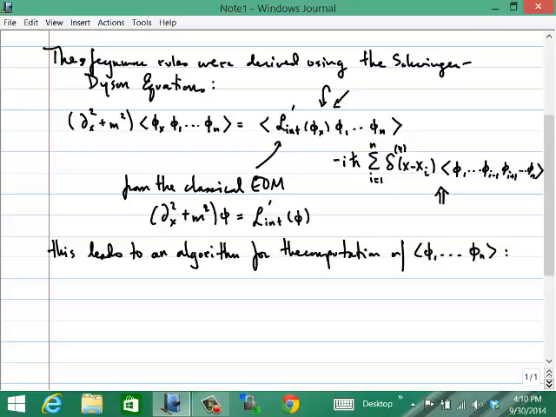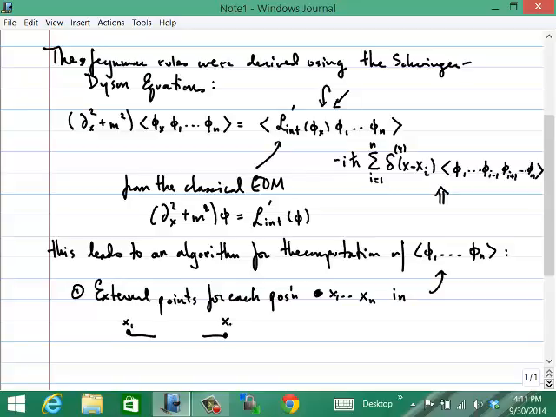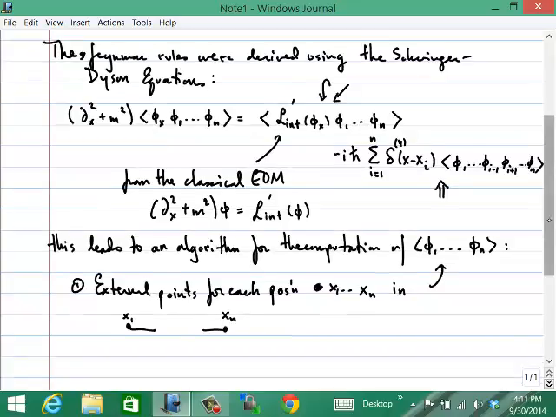Okay? But the basic algorithm that we use when constructing Feynman diagrams is the following. Okay? So you start with external points for each position, say x1 up to xn, appearing in this correlation function. So, for example, if you're computing a two-point function, you would draw some set of external points with lines coming off of them, like this.